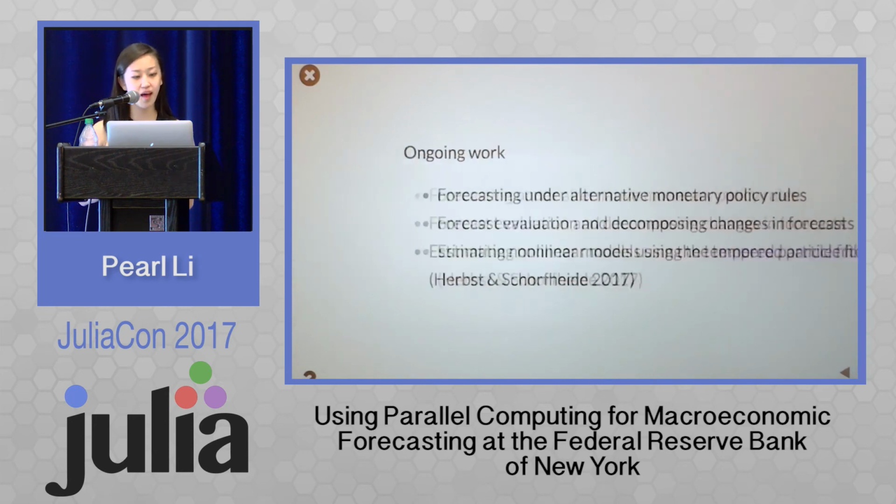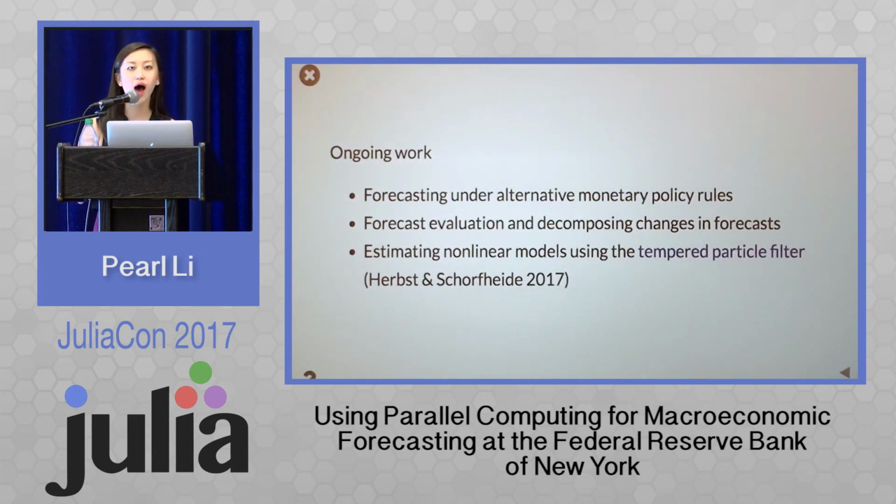And then some work that we're doing right now includes forecasting under possible alternative monetary policy rules. This is an interesting exercise that we like to do for policy analysis that is not currently implemented in our Julia code. We're writing a paper about evaluating past forecasts across different models and trying to understand what caused the changes in these forecasts.